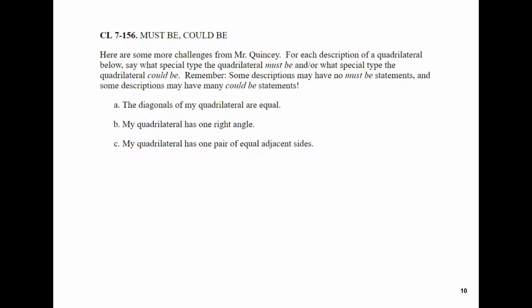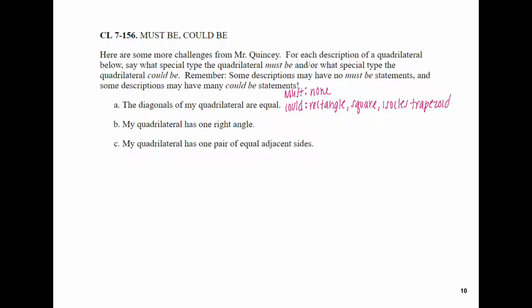Looking at A, it says the diagonals of my quadrilateral are equal. Well, I know that if I have equal diagonals, it could be a rectangle. It could also be a square or an isosceles trapezoid. Just by knowing that the diagonals of my quadrilateral are equal does not tell me that it has to be anything. So we are going to have none for a must be.